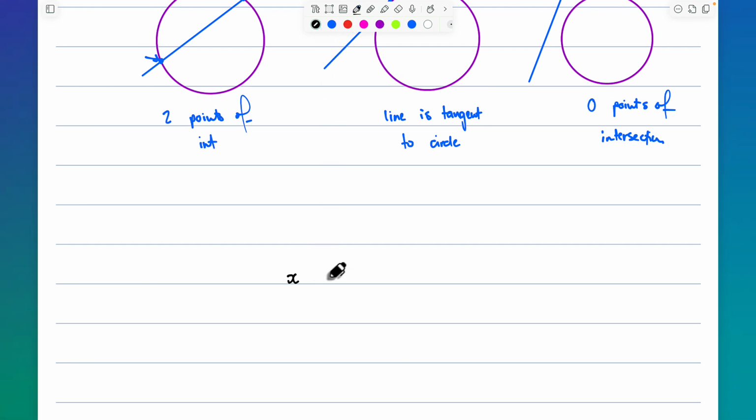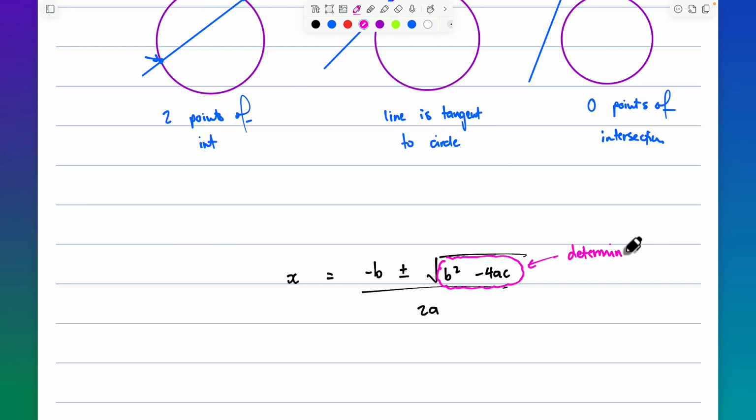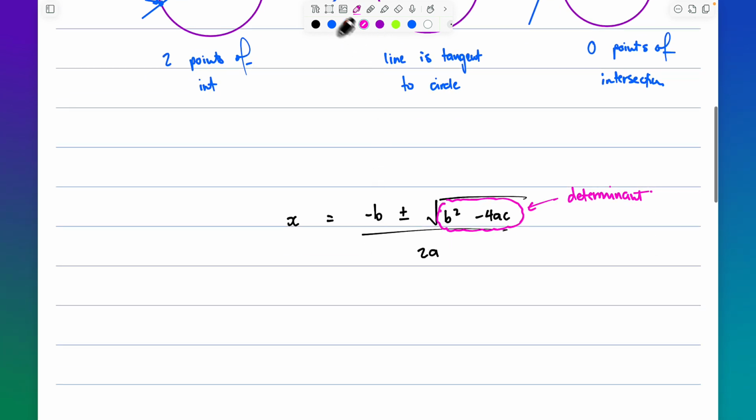Our quadratic formula, which is the formula that gives us these x points, says x is equal to negative b plus minus the square root of b squared minus 4ac all over 2a. Right, so the result of this actually depends on what we call the discriminant. So the discriminant is this little expression that's inside there. That's what we call the discriminant.